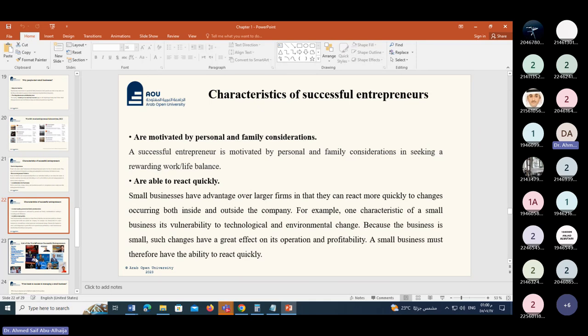Number five, able to react quickly. The entrepreneur opens a business, sees mistakes, and fixes them quickly, does not wait. If there is an opportunity in the market, take it immediately. Take advantage of any opportunity in the market. Don't wait. Think, study and do.